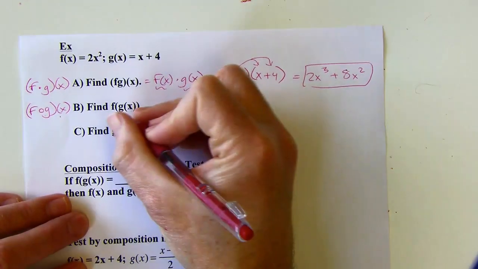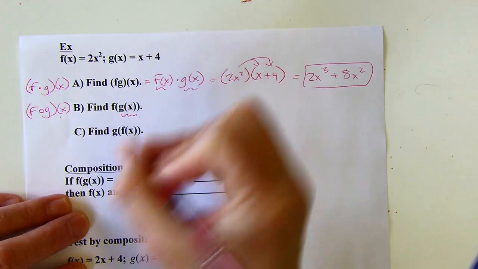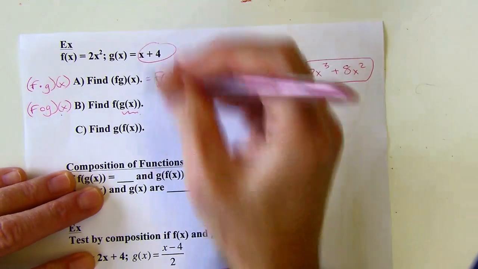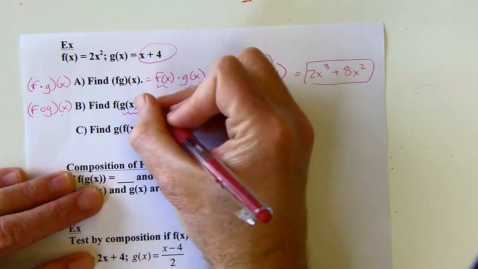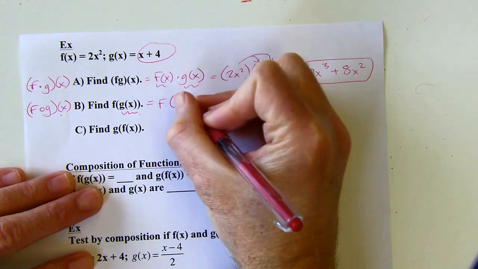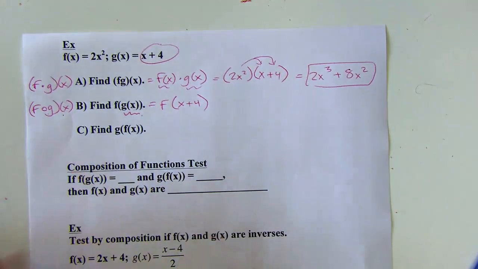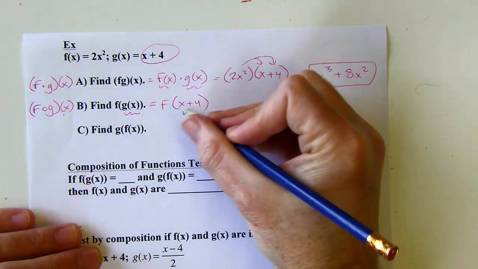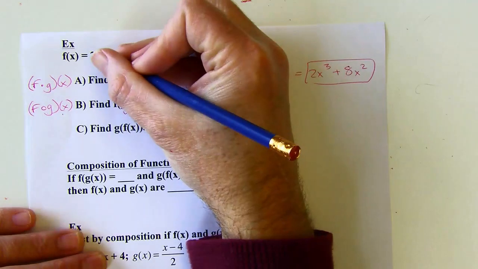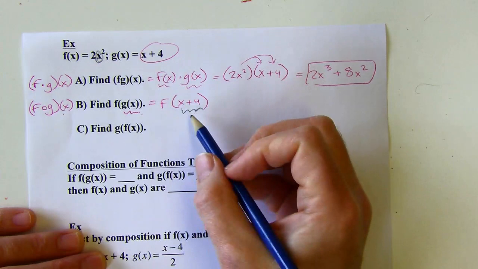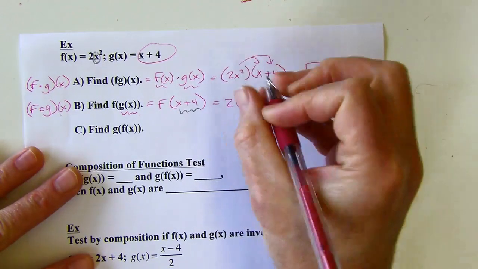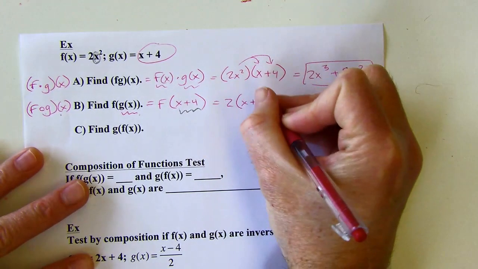So here's how I'm going to handle this. Work from the inside out. I know what g of x equals. It's right here, right? G of x is x plus 4. So this is going to be f of the quantity x plus 4. Okay, so now this is my input for function f. So in function f, I'm going to replace the x with the quantity x plus 4. Okay, so 2 times the quantity x plus 4 squared, right?